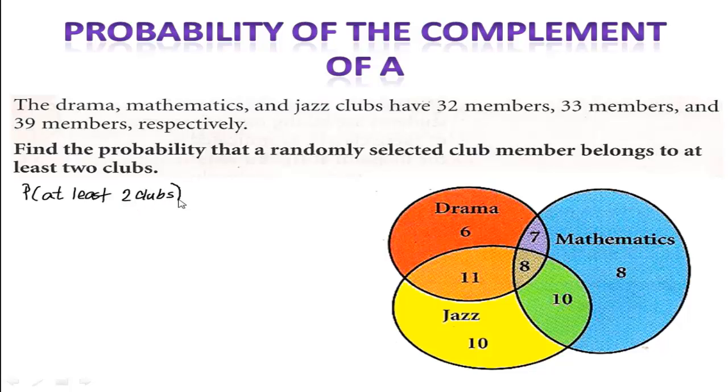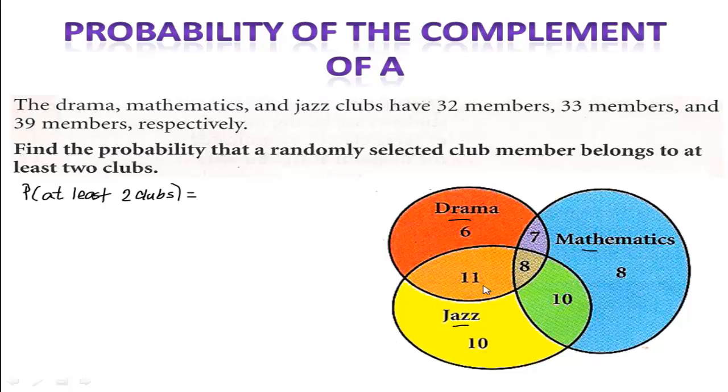Now, let's study our diagram here. Notice I have a drama club, a mathematics club, and a jazz club. And notice how some members that are in jazz are also in drama, or maybe they're in jazz and also in math, and maybe they're in all 3. Okay, so again, we have 2 approaches to this problem.